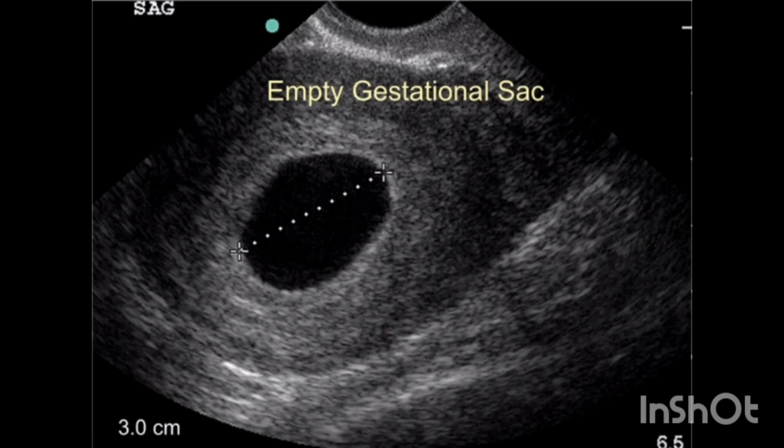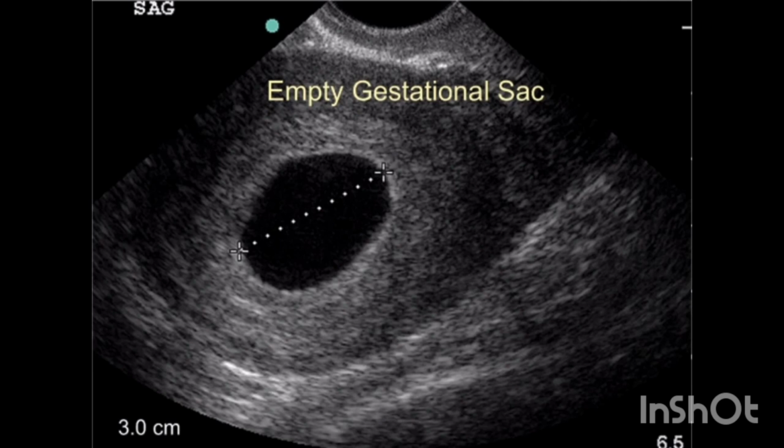How common is a blighted ovum? Blighted ovum is the most common cause of miscarriage. Experts estimate that blighted ovum accounts for about 50% of all miscarriages in the first trimester. About 15% of all pregnancies end in miscarriage before 13 weeks of pregnancy.